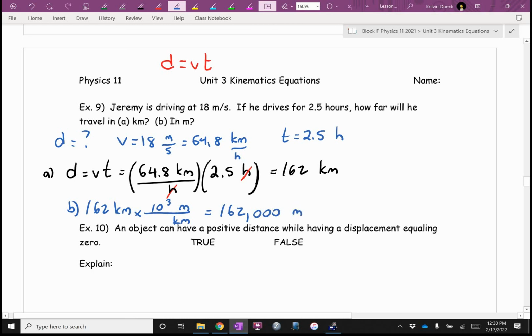I thought about writing this in scientific notation, 1.62 times 10 to the 5th, and I thought it's about the same amount of writing no matter what, so I left it like that. It's up to you. Totally fine.